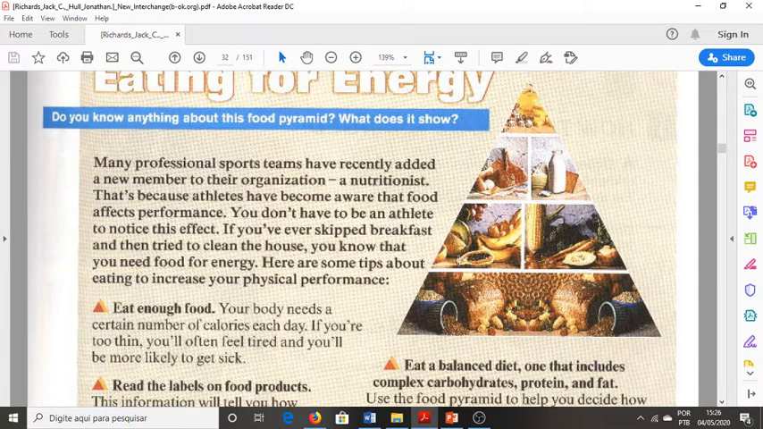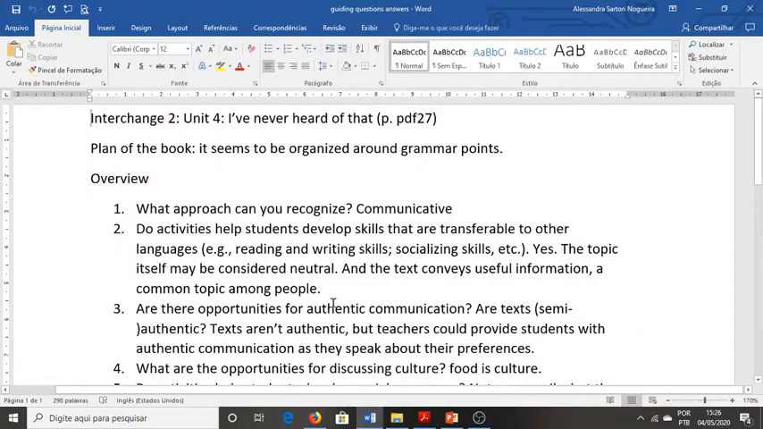So yes, the unit gives the students opportunity to transfer knowledge learned in English to other languages, in this case, their own native language. So they can talk about their preferences. And we do that, right? Even in Portuguese, you talk about if you like or don't like some types of food. And this text, which is about the food pyramid, is a very useful information.